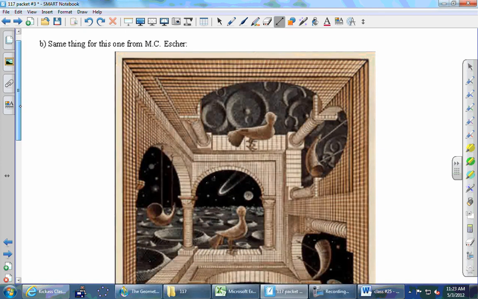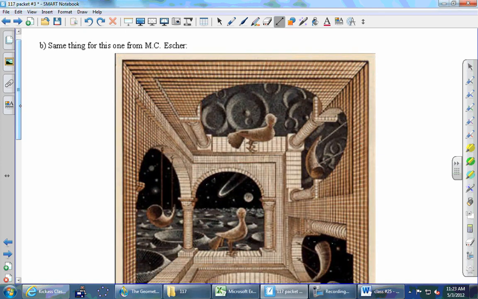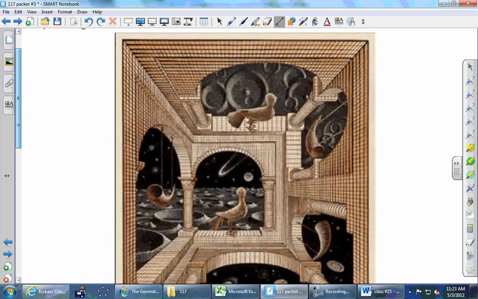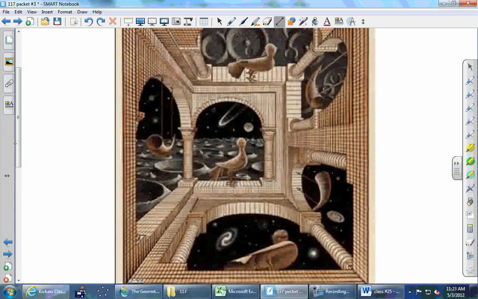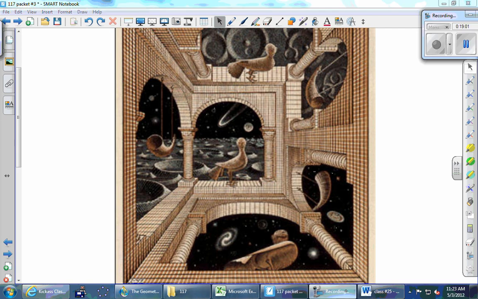Do you guys know M.C. Escher? Anybody heard of that artist? Okay, here's an Escher work right there. See if you guys can, again, use your straight edges. Find some lines that look like they're parallel and connect. See if you can find that vanishing point. Yes.